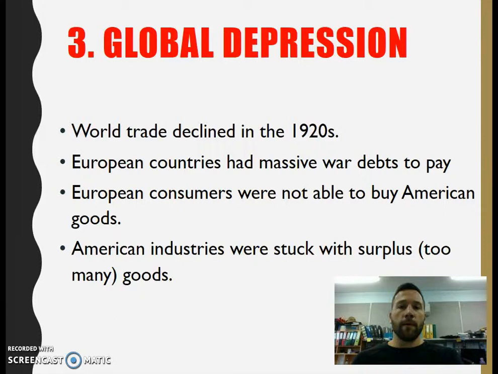And therefore, America was making all of these consumer goods and nobody could actually buy them. So again, it links back to that overproduction. America was making lots of things that couldn't be sold. And because of this close relationship between lots of world economies, the depression and the symptoms of the depression spread very, very quickly.